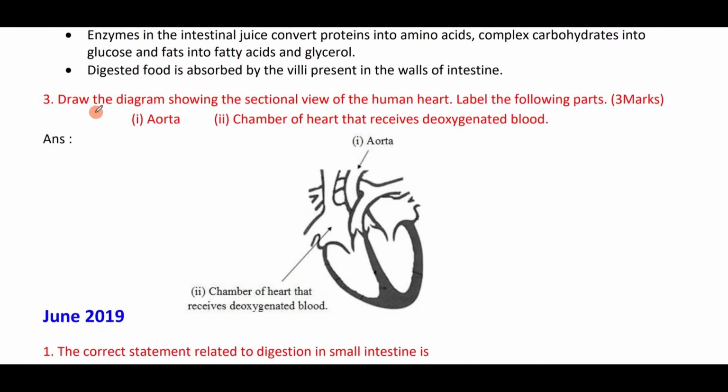Draw the diagram showing the sectional view of human heart. Very important diagram for examination. It is a 4 marks diagram. Heart or brain is a definite question for your examination. Do practice and learn.